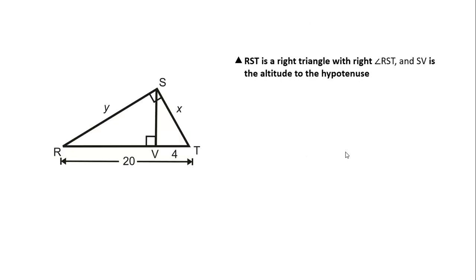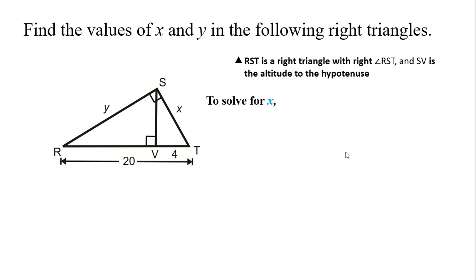Next, in this case, we are to look for the values of x and y. As you can see on the figure, we have triangle RST with right angle RST and segment SB is the altitude to the hypotenuse. So, we're going to look for the measurement of this leg and this leg. So, let's try to solve first the leg x.